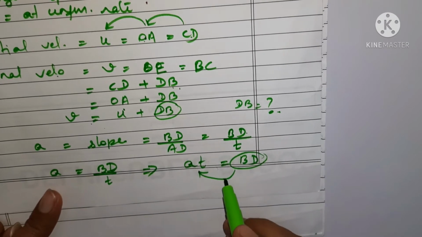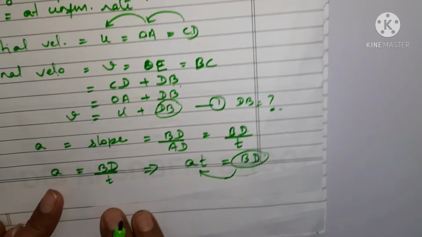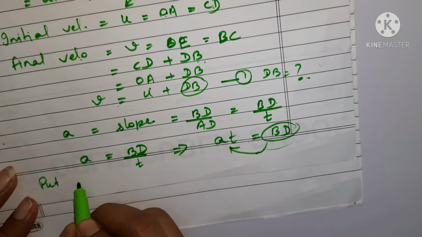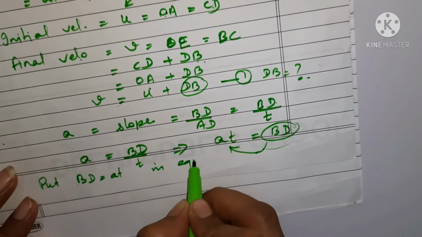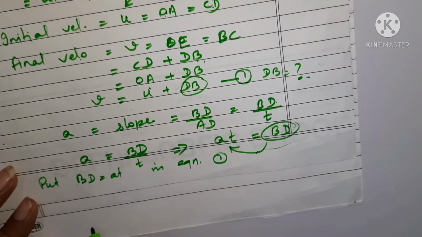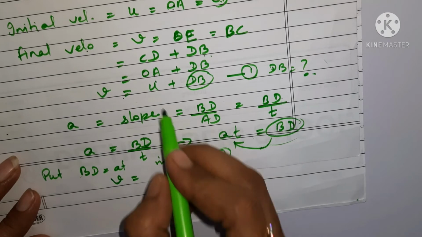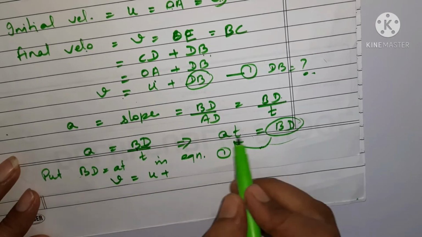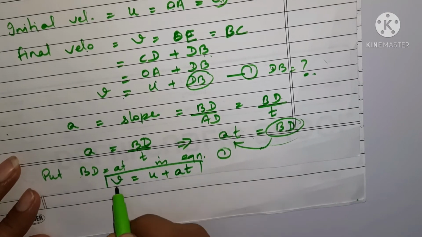At, and this value you are going to put in, say this is equation 1. Okay, so put BD is equal to AT in equation 1. So when we put it in the equation, what you will get is V is equal to U, which is already there, plus, instead of BD, we can write AT, and your equation is derived here.